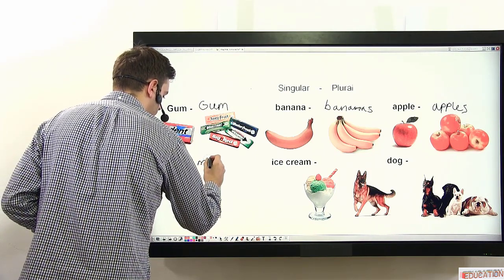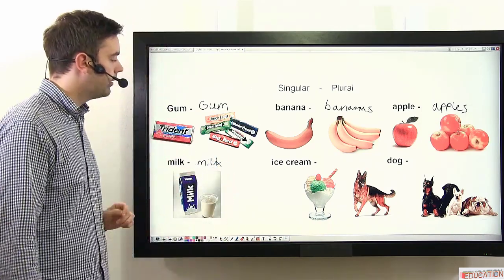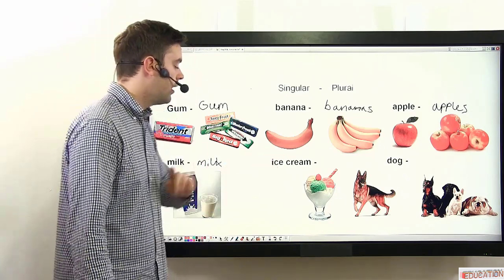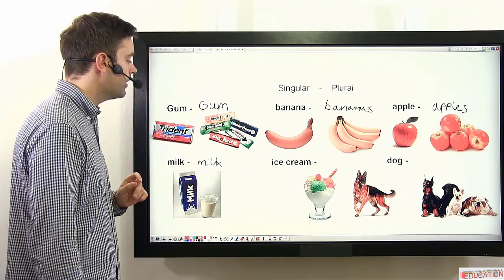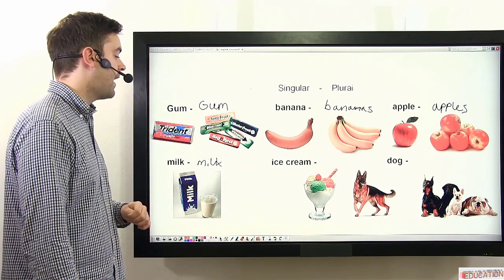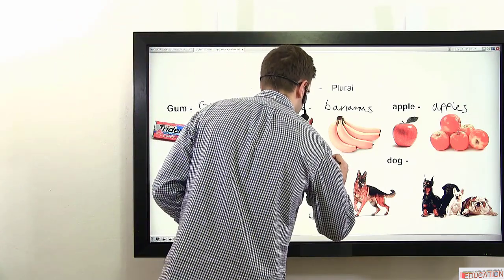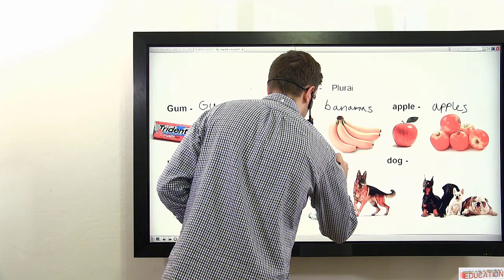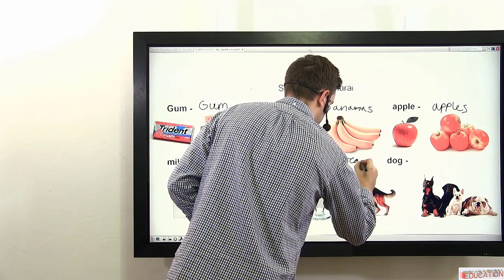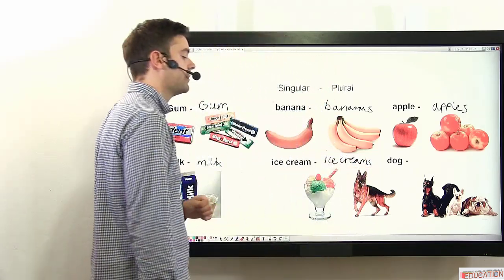So, the plural of milk is milk. M-I-L-K. Ice cream. I-C-E-C-R-E-A-M. The plural, ice creams.